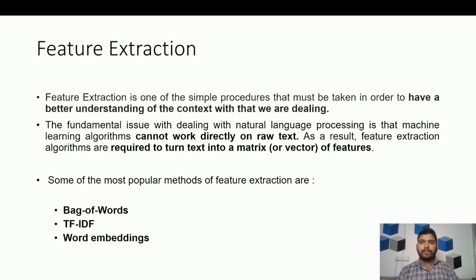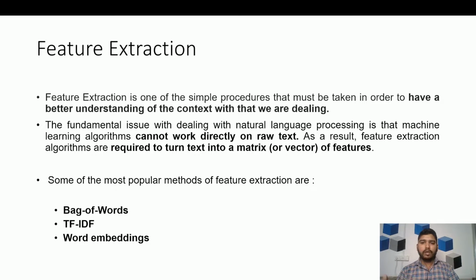So let's get started with what is feature extraction and the various types of feature extraction techniques. So what is feature extraction? Feature extraction is a simple procedure that must be taken in order to have a better understanding of the context that we are dealing with, right? The fundamental issue with natural language processing is that machine learning algorithms cannot work directly on raw text. As a result, feature extraction algorithms are required to turn that text into a matrix or a vectorized format. As I have told, feature extraction techniques are useful to convert text into a matrix or vector format, right?